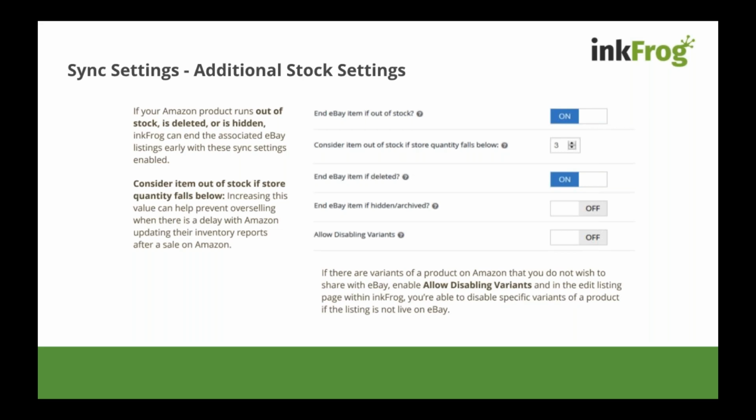And then allow disabling variants. So that particular option, after you import, if you want to be able to disable particular variations from being able to be listed on eBay, that's when you want to turn that option to on.